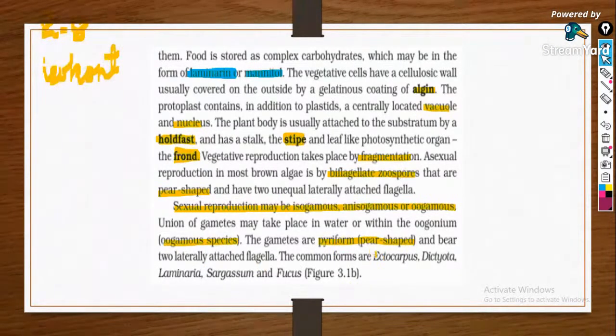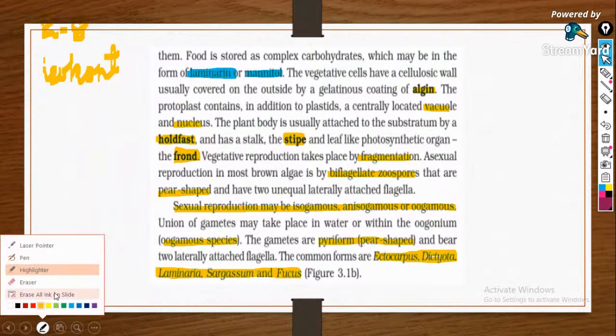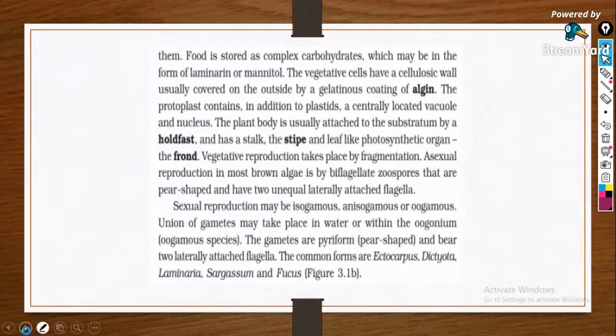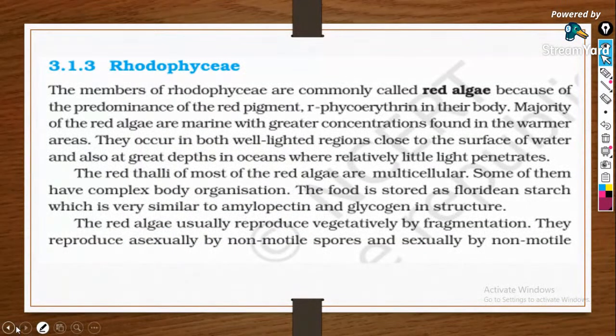The common forms are Ectocarpus, Dictyota, Laminaria, Sargassum, and Fucus. Then the extra points show size variation: Ectocarpus shows a simple body, while the large kelps, that is Laminaria and Macrocystis, are known as the giant algae.